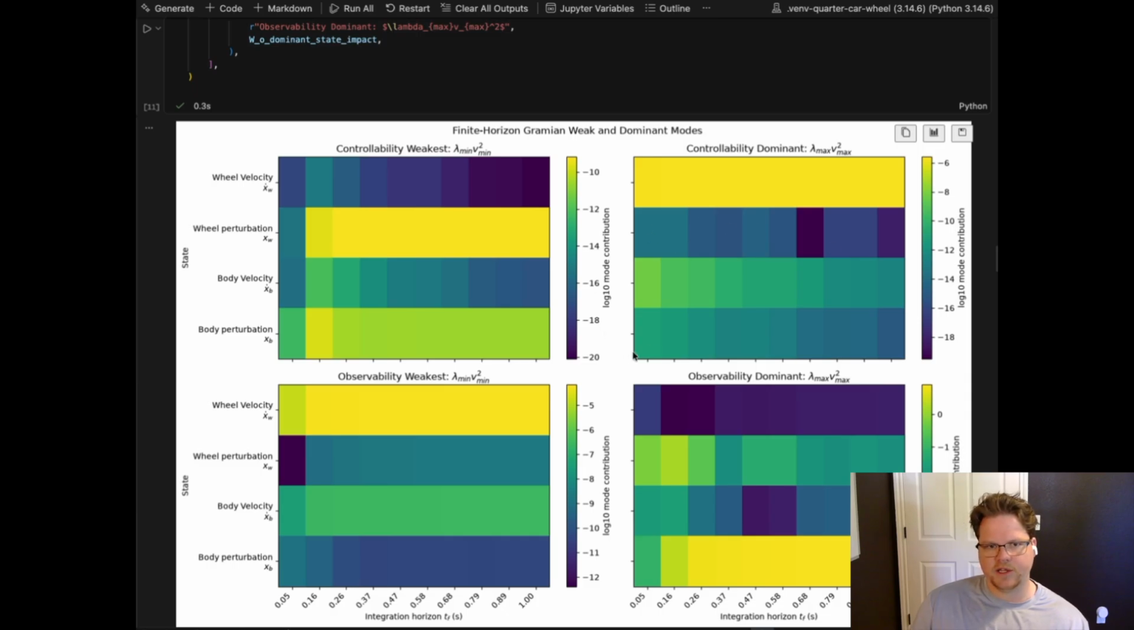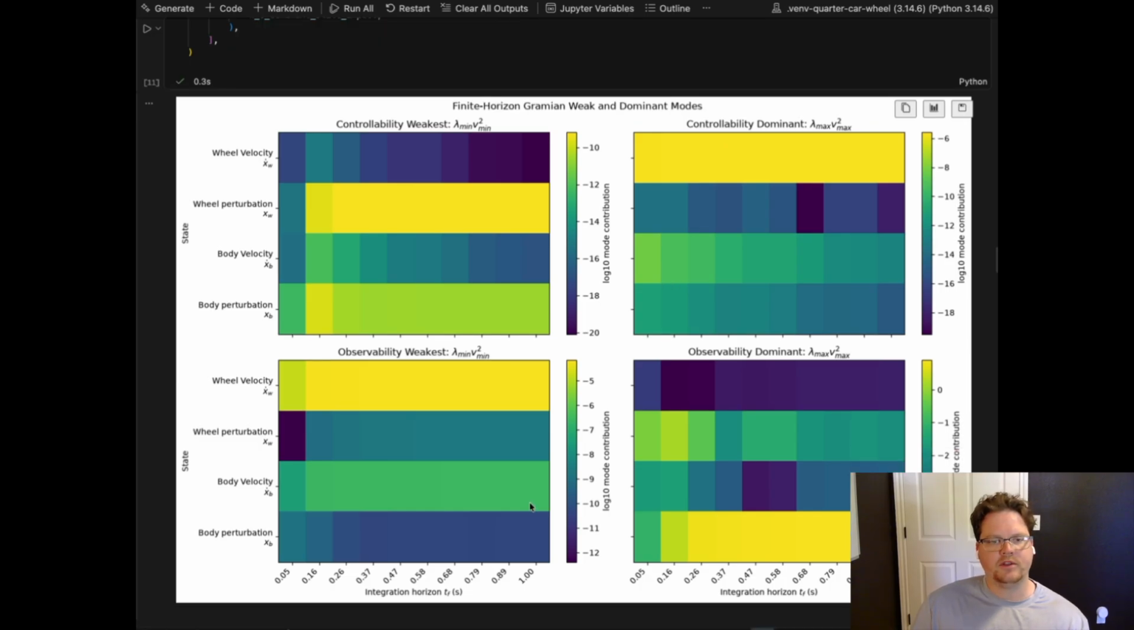And then similarly, the body perturbation is going to be harder to control as well. That lines up exactly with the controllability weakest mode and those eigenvectors. You can see that those states are harder or more excited in the weakest mode. So that gives physical intuition there. The body velocity is a little bit easier, but again, it's much heavier than the wheel velocity. So that's just a little bit of intuition there.